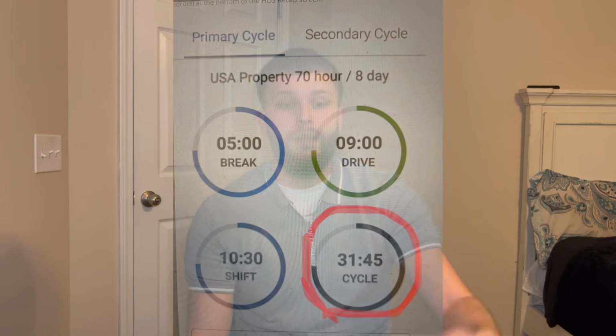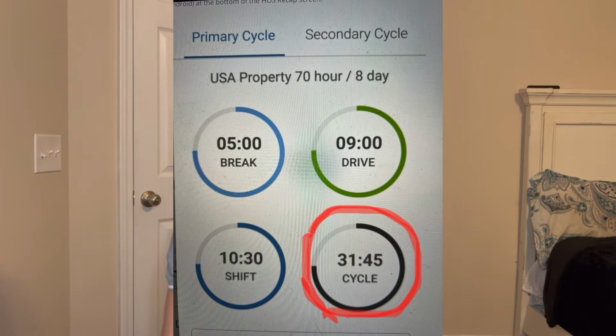Next is your cycle. We use the 70-hour cycle with a 24-hour reset. That's the best way I've found to do it, because you can run 70 hours. If you ever get in a pickle, you can just stop your truck at 12 p.m. one day and be going again with a fresh clock the next day at 12 p.m. if you're off duty for that 24-hour period. 24-hour reset is by far the best reset time.